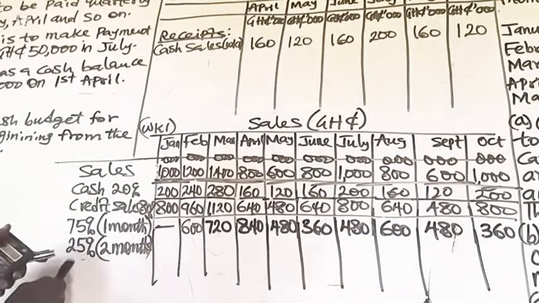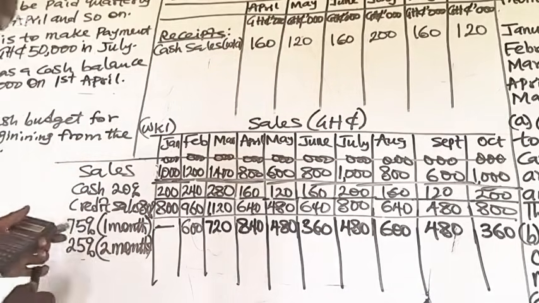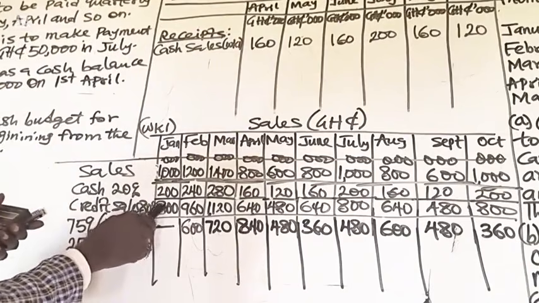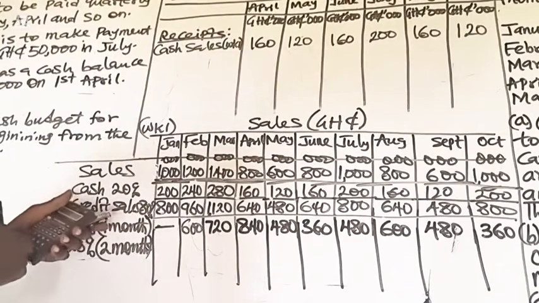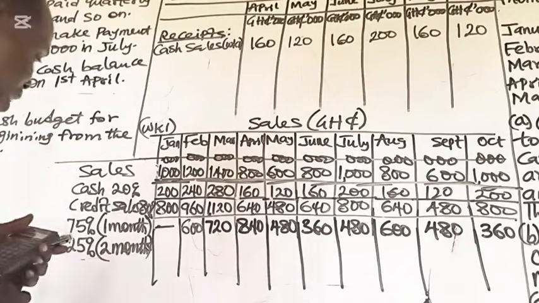So now we want to deal with the 25%. Remember, 25% is collectible in 2 months' time. The sales made in January is 800. What is 25% of 800? That gives us 200. That will be collected in 2 months.